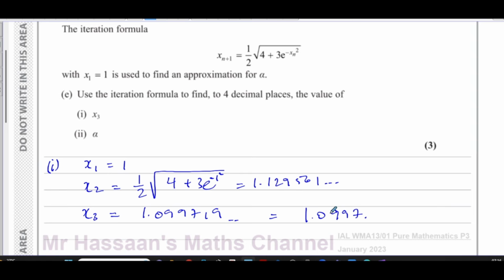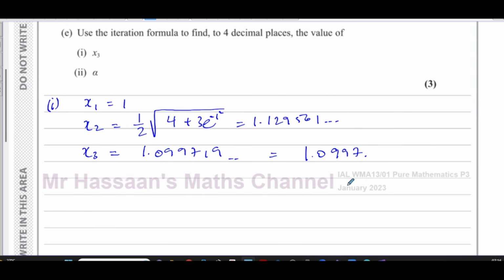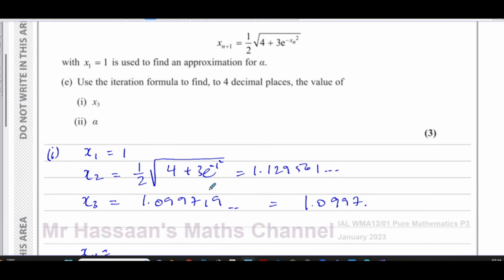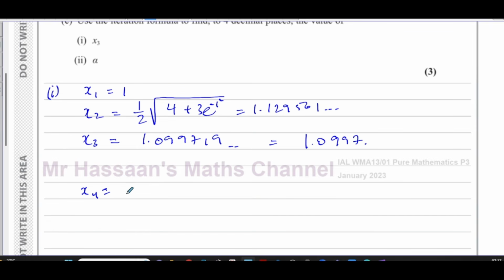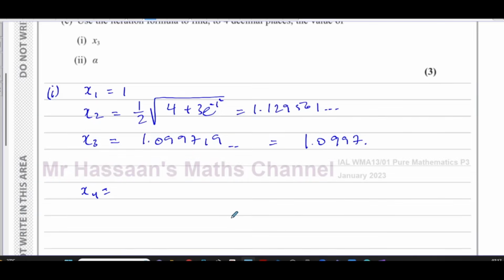Now they want us to find alpha. That means the more we keep going, the closer and closer we're going to get to the actual root. Now in the mark scheme, it mentions that to get the full method mark for this, we need to take this value and put it back into the iteration formula until we find that our answer settles down. So I'm going to write down all the values for x4, x5, x6 until we end up with something that's settled to 4 decimal places.